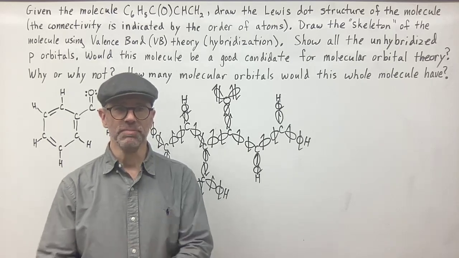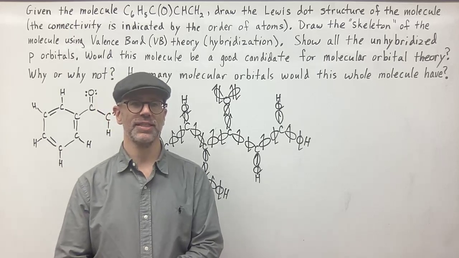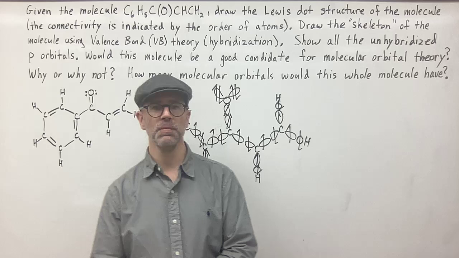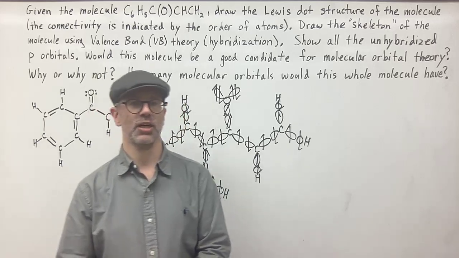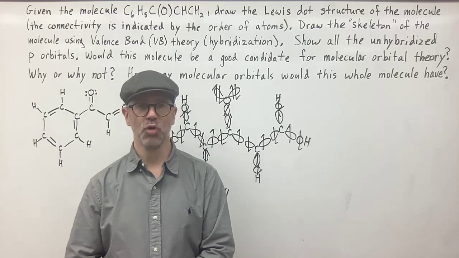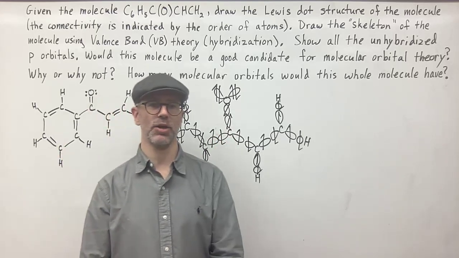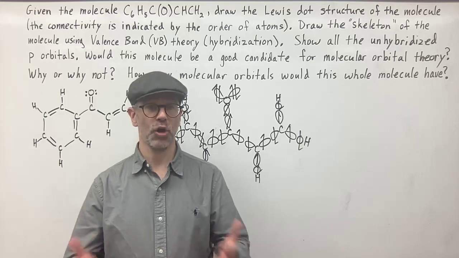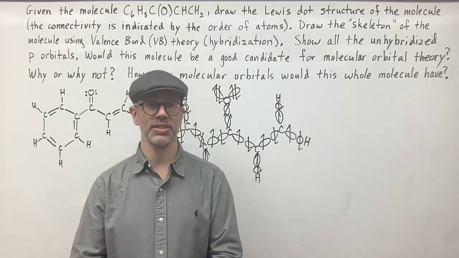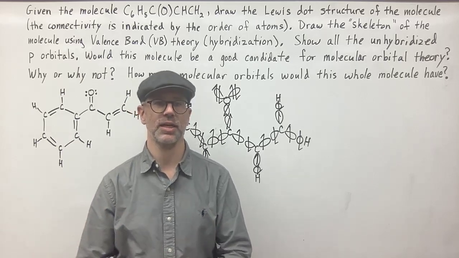Okay, so this problem is a long one. It says given the molecule C6H5C(O)CHCH2, draw the Lewis dot structure of the molecule. The connectivity is indicated by the order of atoms. Draw the skeleton of the molecule using valence bond theory, or VB theory, that's the theory that uses hybridization like sp2, sp3, sp3d, and all that stuff.